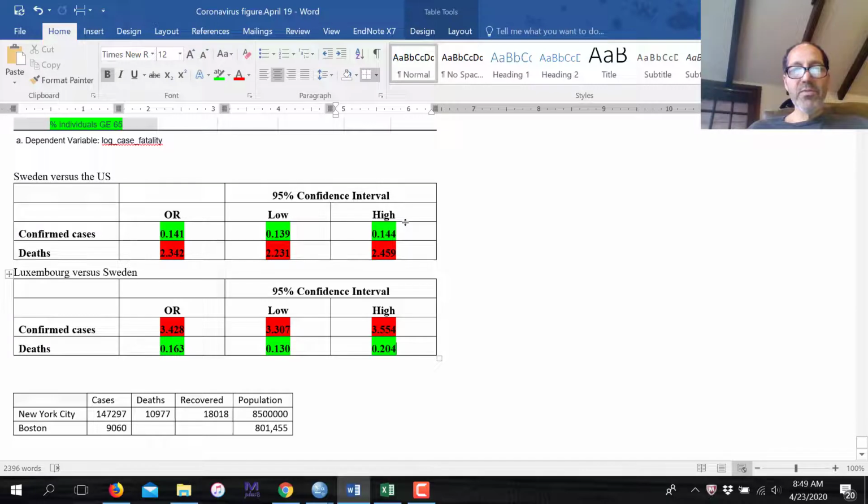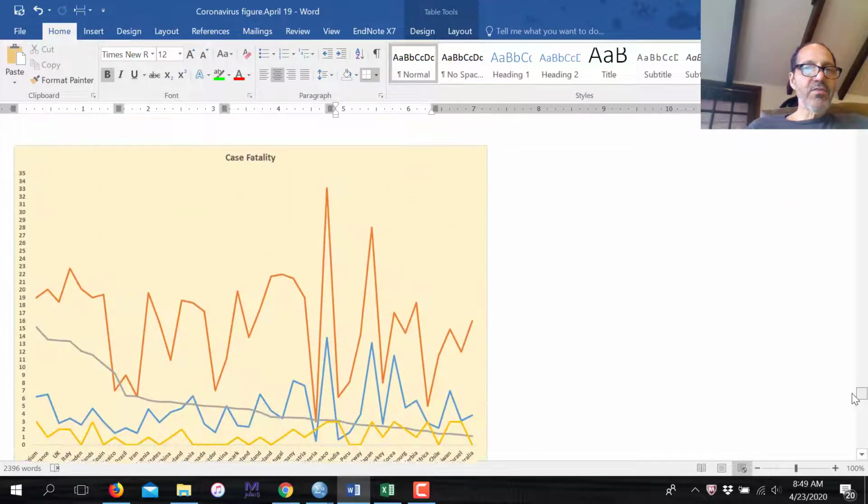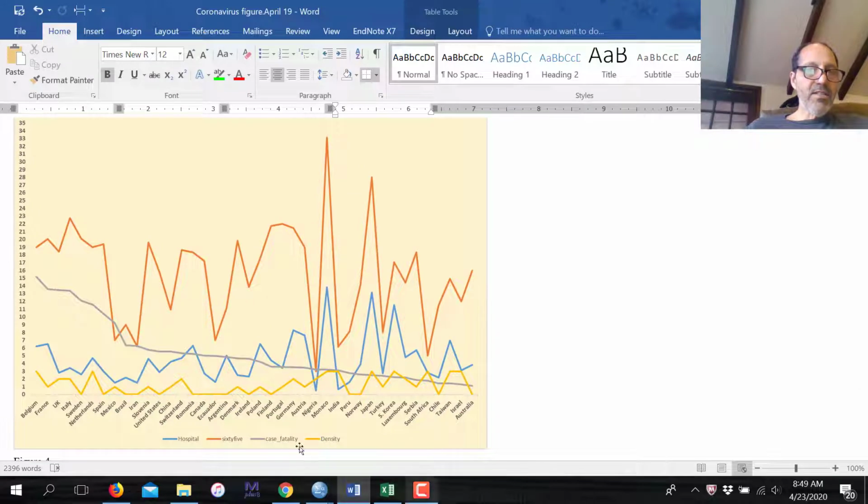And this is the 95% confidence interval. This is the interval in which we believe with some certain degree of certainty that the true population value would reside. In terms of deaths, though, and I put green for good and red for bad, if one is confirmed with the coronavirus, they're over 2.25 times more likely to die in Sweden than in the United States. So you see, it's not all rosy there. But I do say that this has a lot to do with the disparity in hospital beds per 1,000 in relation to proportion of the population that's 65 and above.